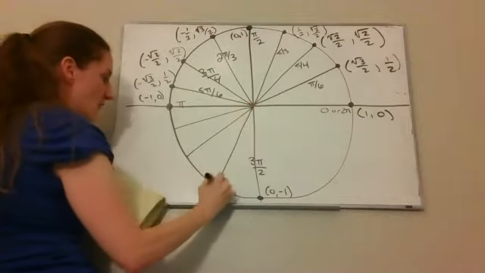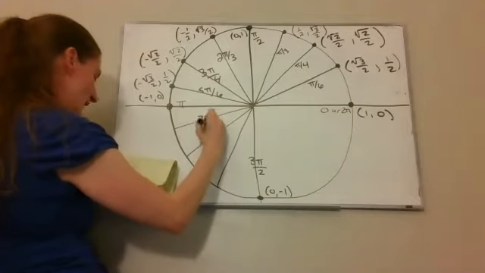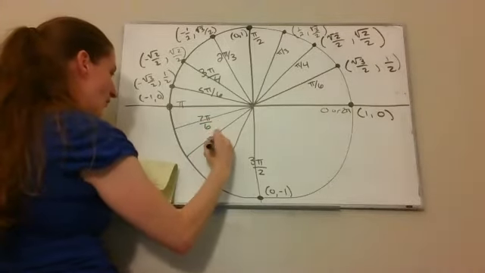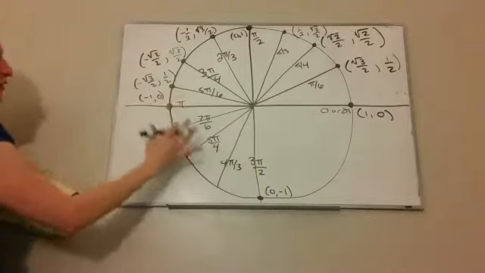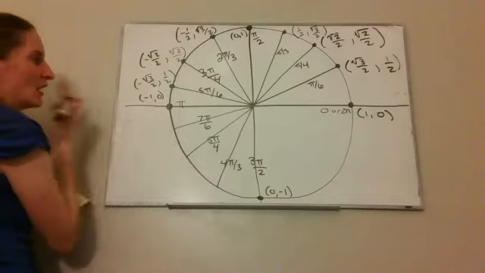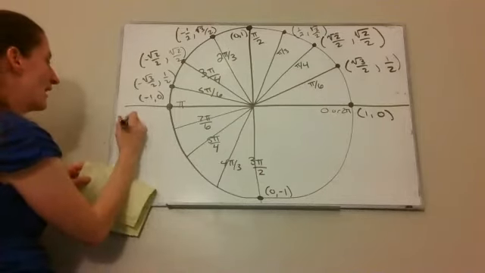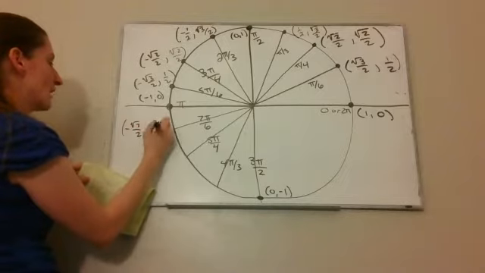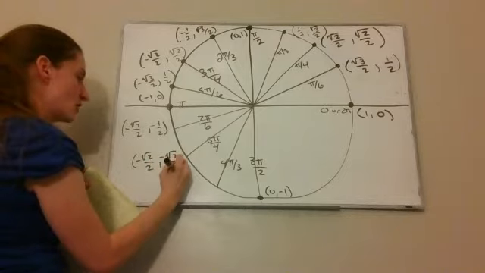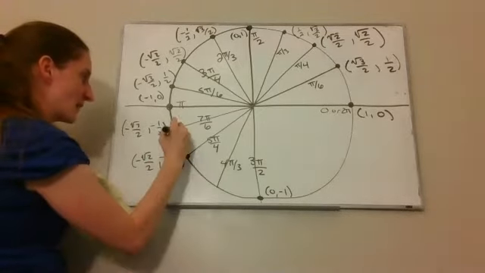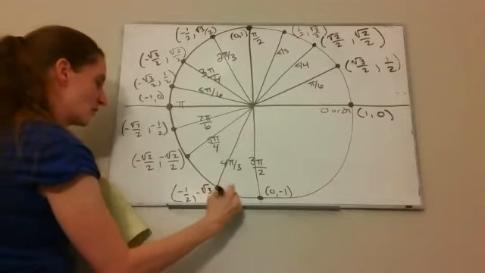So just for the sake of completing up our unit circle, we have 7 pi over 6, we have 5 pi over 4, and we have 4 pi over 3. And I get these values by reflecting this quadrant across the x-axis, which makes all of the y's negative. So I'm going to have negative root 3 over 2, negative 1/2, negative root 2 over 2, negative root 2 over 2, and negative 1/2, negative square root 3 over 2.